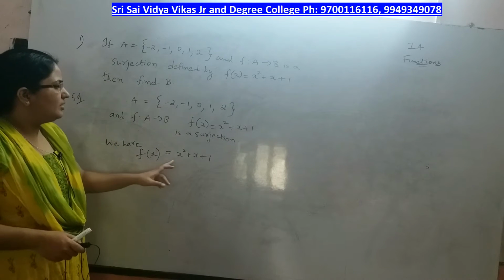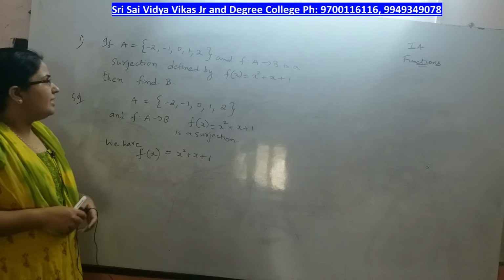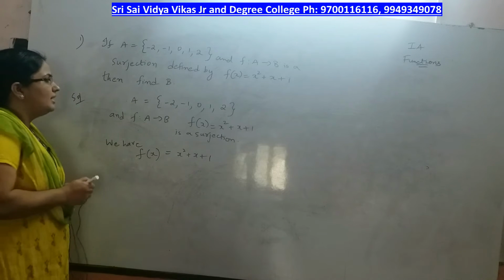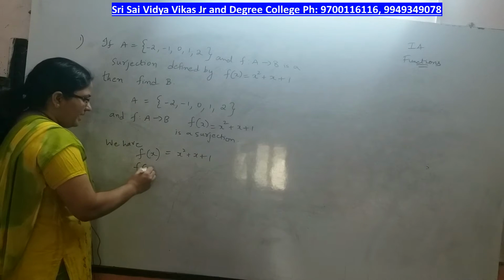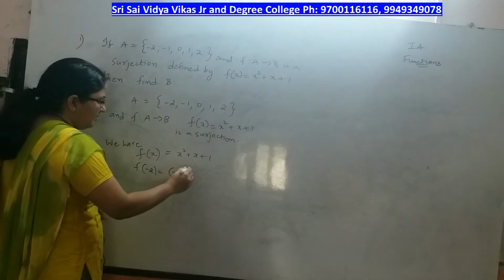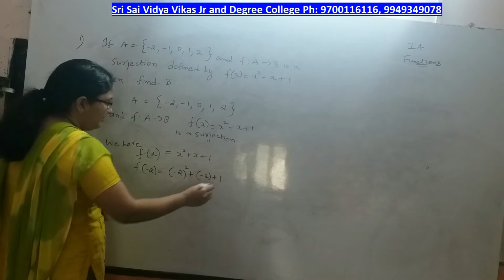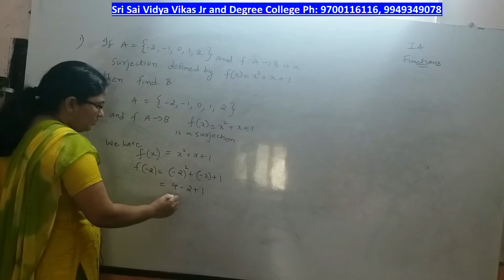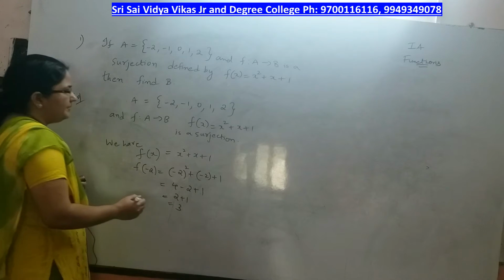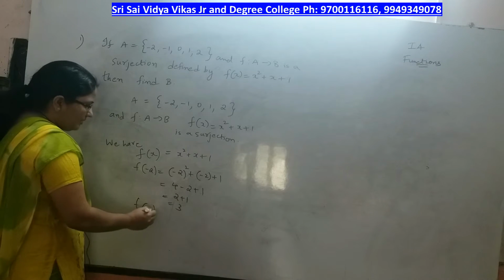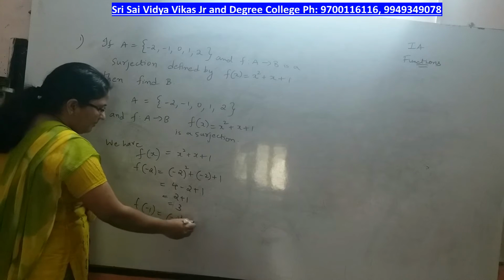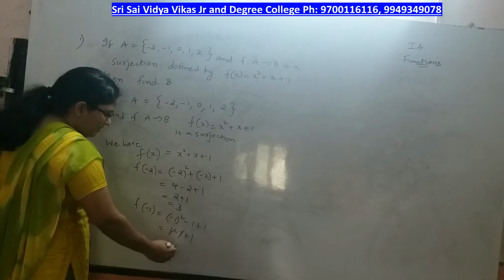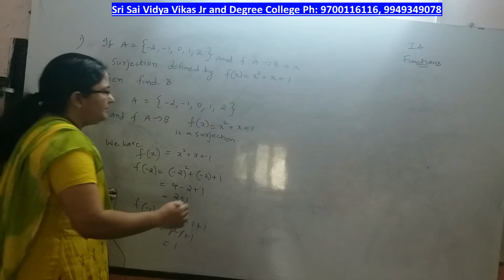We have f of x is equal to x square plus x plus 1. You have to find f of -2, f of -1, f of 0, f of 1, f of 2. F of -2 is -2 whole square plus -2 plus 1. That is 4 minus 2 plus 1 is 2 plus 1, which is equal to 3. F of -1 is equal to -1 whole square minus 1 plus 1, 1 minus 1 plus 1, plus 1 minus 1 cancel, f of -1 is equal to 1.